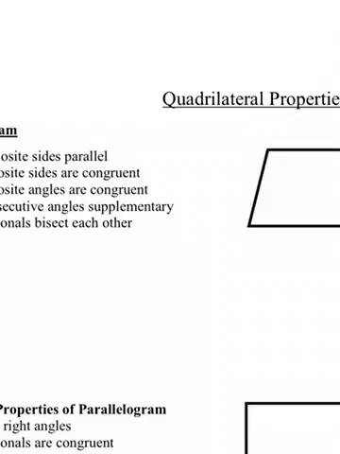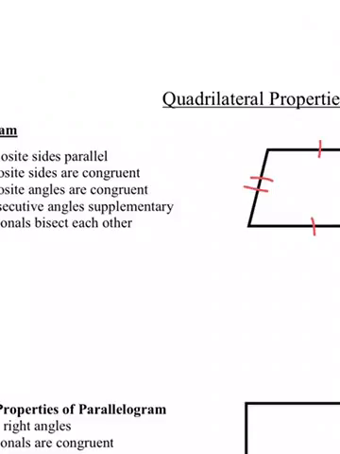Opposite sides parallel, of course, it's called the parallelogram. Top and the bottom parallel to each other. The left and right side would be parallel with each other, of course. Opposite sides congruent also. So not only are they going to be parallel across from each other, but the side lengths are going to be the same. So the top and the bottom will be congruent. Left and the right side would be congruent to each other.